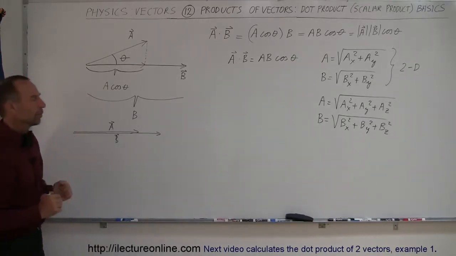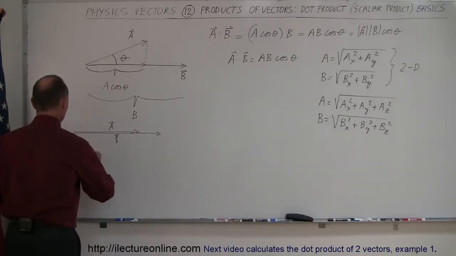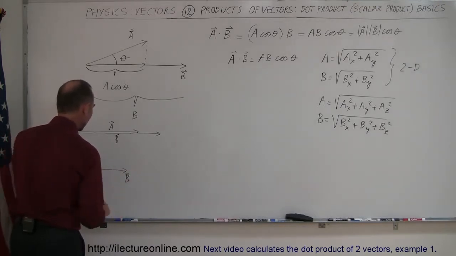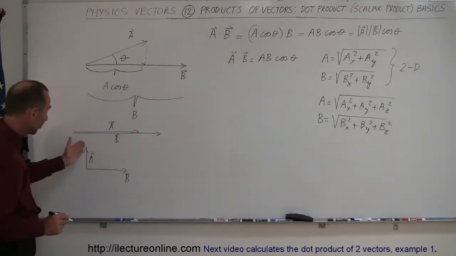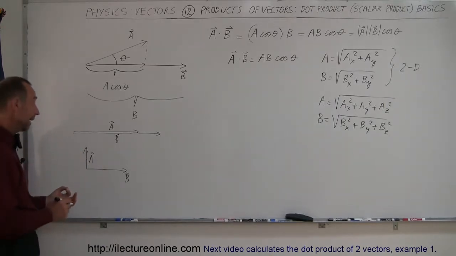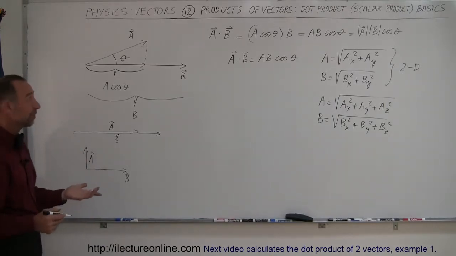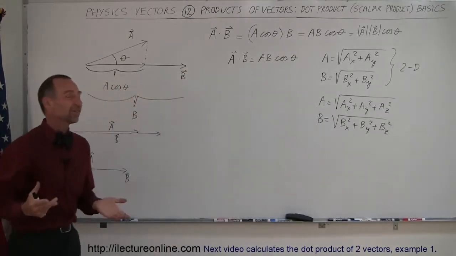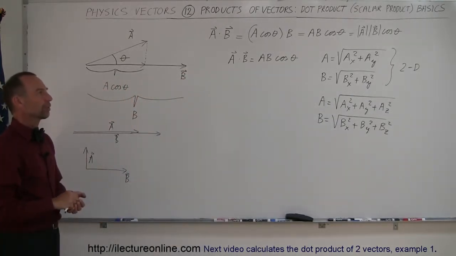What if they're perpendicular to each other? What if we had vector A like this, and vector B like this? What's the dot product now? Well, notice the projection of A on B would be 0 length, and the dot product of those two would be 0. And of course, the cosine of 90 degrees is 0, and you get a 0 result.